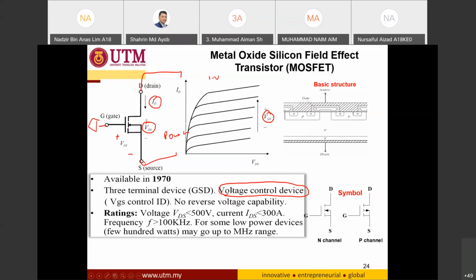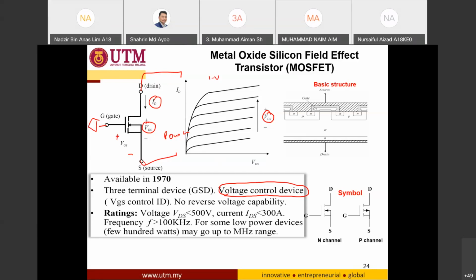The rating, as you can see here, is not very high, so you cannot use MOSFET in high power applications. The voltage blocking is very small. It cannot sustain more than 500 volt. The current is also 300 amperes and lower. So it cannot be used in high power, high voltage and high current applications.